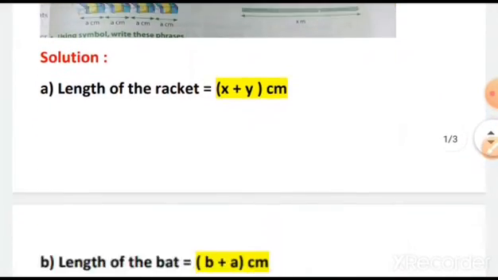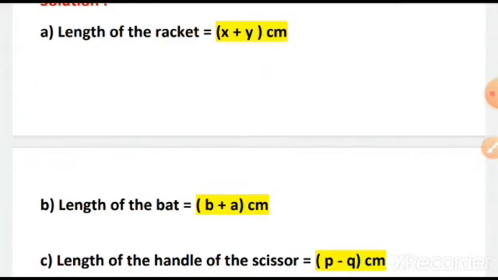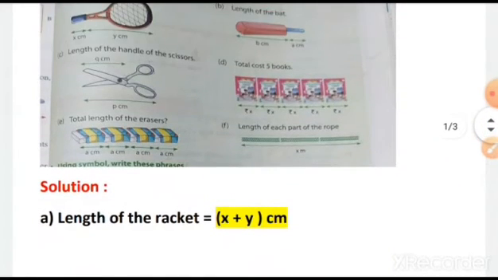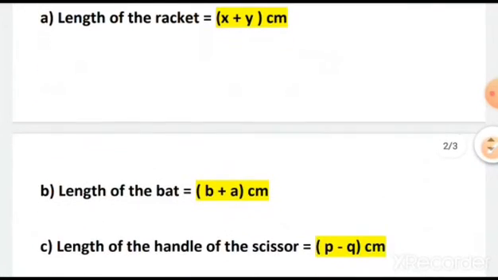So you are going to write the length of the bat is equals to b plus a centimeter. That is the total length you are writing. Next, you will write the length of the handle of the scissor. So you see that the total length of the scissor is p centimeter. So the length of the handle will be p minus q.